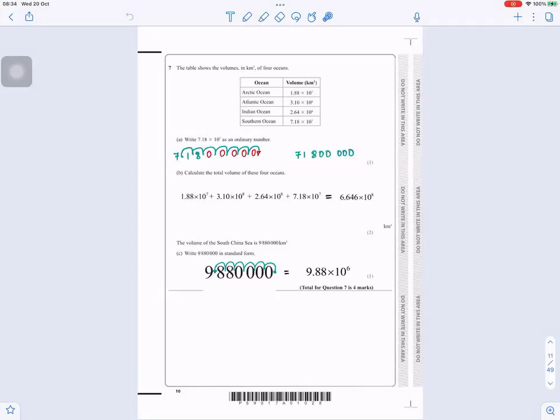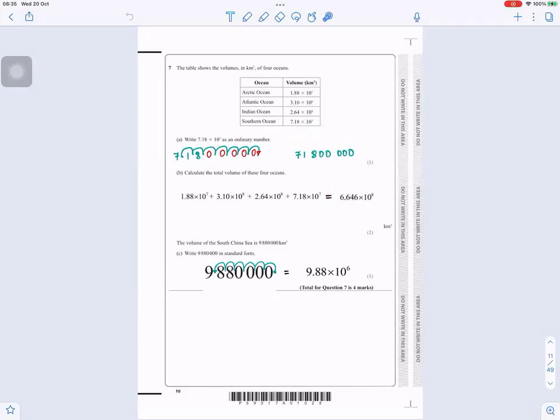Calculate the total volume of these 4 oceans. The total volume means you add all of them. You add 1.88 times 10 to the 7 plus 3.10 times 10 to the 6 plus 2.64 plus 7.18 times 10 to the 7. And that gives you that answer.